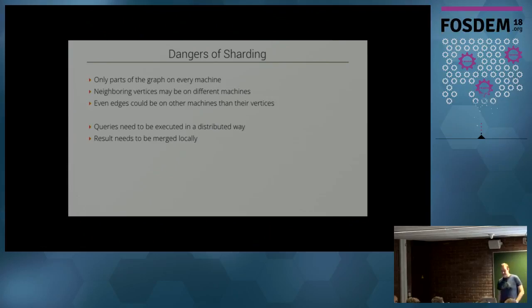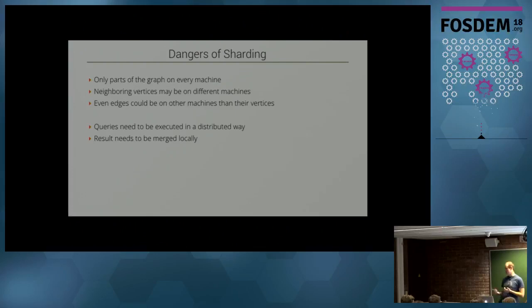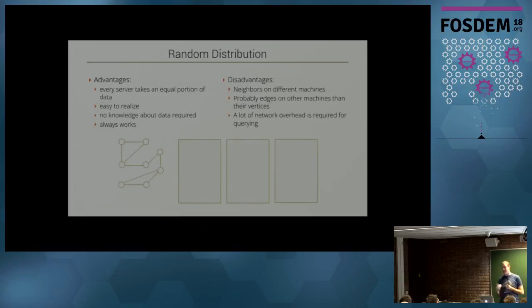So what are the dangers of sharding? First of all, only parts of the graph are on every machine. Neighboring vertices may be on different machines. And even edges could be on another machine, at least in the ArangoDB case. I think for Neo4j, that's probably not possible. I think you don't have this sharding mechanism at all, right? So if you just distribute the data randomly, it could be that one vertex is here, the edge is there, and the third vertex is over this machine, potentially. Next, queries need to be executed in a distributed way. So you need some part that coordinates, oh, I have to fetch some data here, some data there, and some data over here. And then the result needs to be merged locally. So make sure, if you have a distributed graph engine, that your result is not the entire graph, because that will kill your machine.